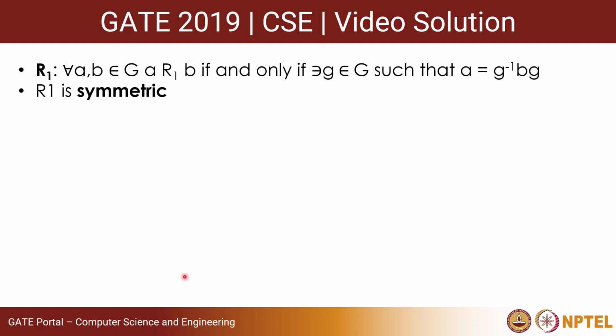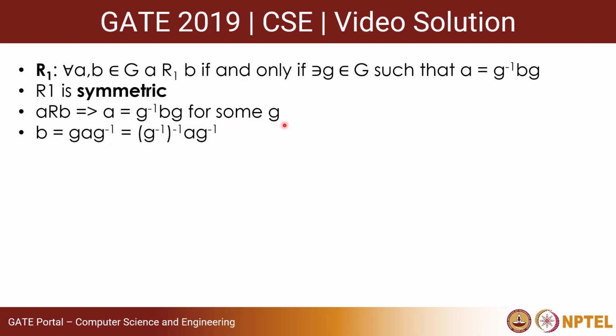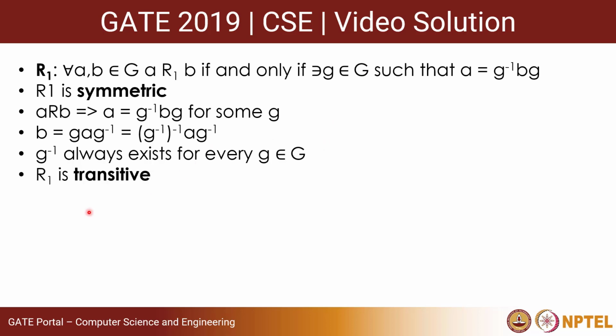Now let us look at symmetric. It is symmetric. Let us see how. a related to b meaning a equals g inverse b g for some g. Then b equals g a g inverse. If we do the same calculation that we did before, we will find this. Now we can write g as g inverse of inverse, so b equals g inverse of inverse a g inverse. And if g exists in the group capital G, according to the third condition, g inverse also must exist. So R1 is symmetric.